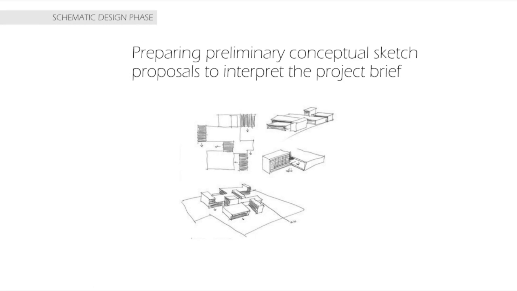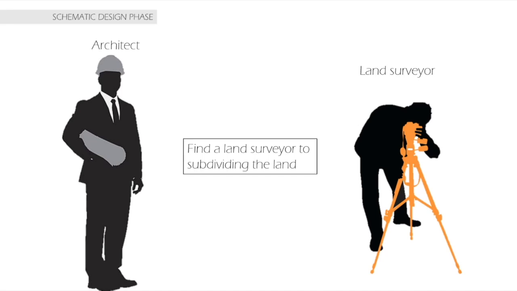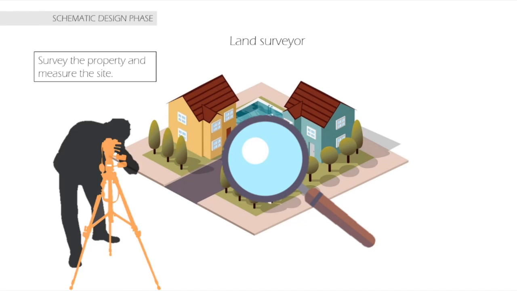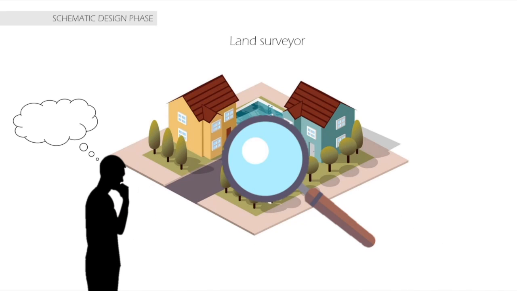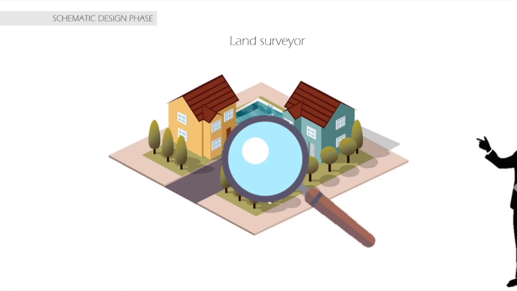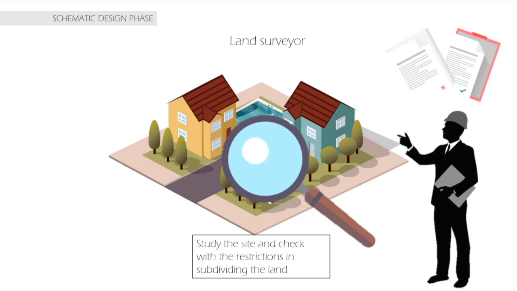The architect will then prepare preliminary conceptual sketch proposals according to the project brief. Meanwhile, the architect will find a land surveyor to subdivide the land. The land surveyor will survey the site and consider the boundaries of the developed land. Furthermore, he will also check the restrictions in subdividing the land.